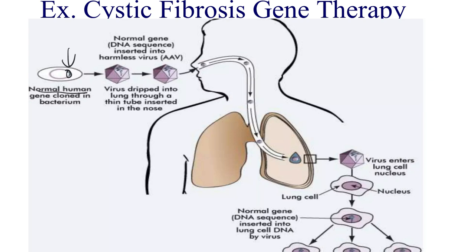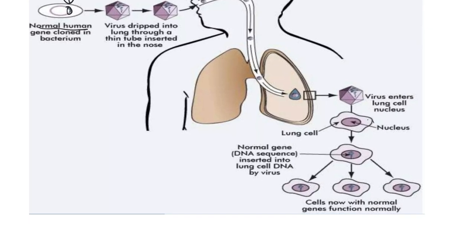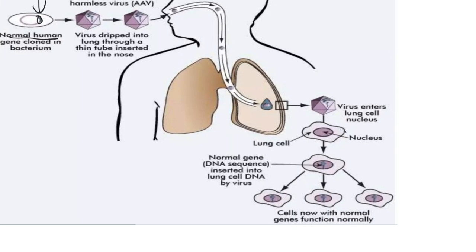into the air sacs. The virus then invades the cells of the air sacs, and its human gene gets inserted into the nucleus of the lung cells. And so those cells, when they reproduce, they'll have the normal functioning gene that the person with cystic fibrosis doesn't have.